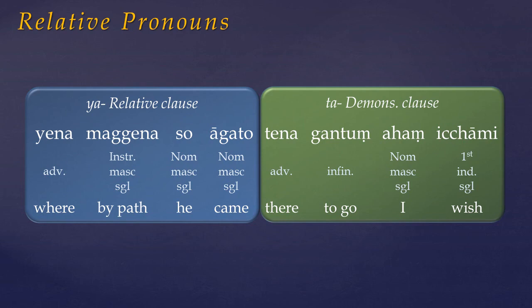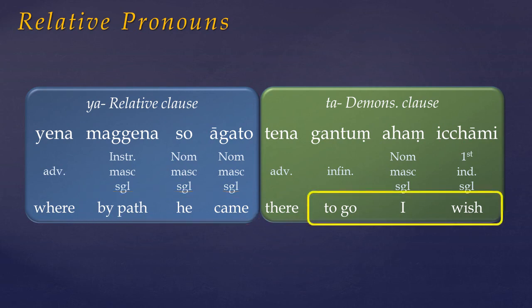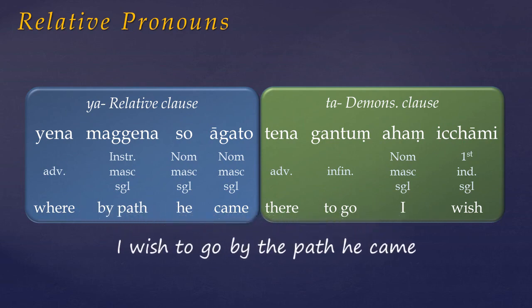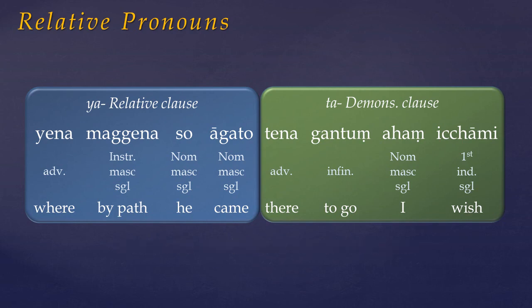So this is quite a common type of construction. The destination is placed in the yena clause, where, and the person or thing moving is in the tena clause. And usually we can just append the relative clause to the end of the main clause. I wish to go by the path he came. Anyway, please check out that tutorial on relative adverbs.